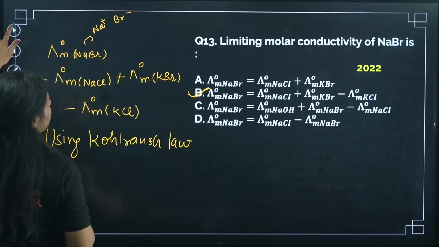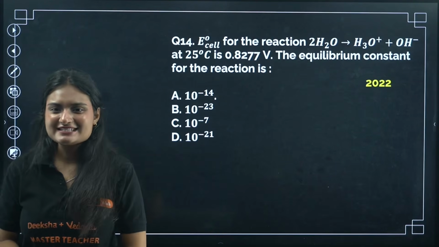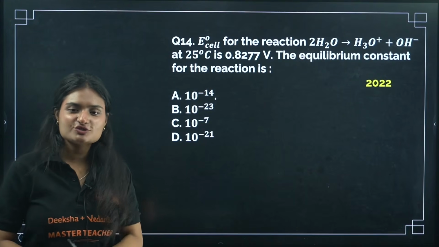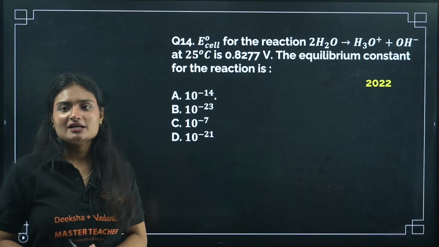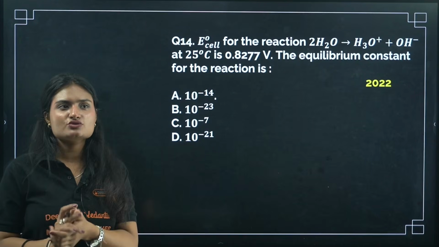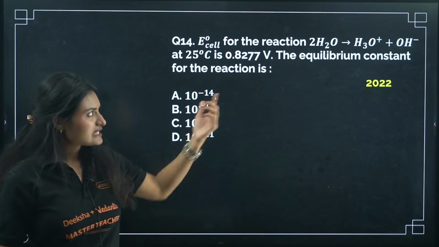Okay, let's move on to the next question. 15 questions, yes? How's the josh? Are you able to answer all the questions? How many questions did you answer correctly? Do tell me. If you want, I can give you the last question as homework because it's very easy. It uses Kohlrausch law. So let's start with this question first.